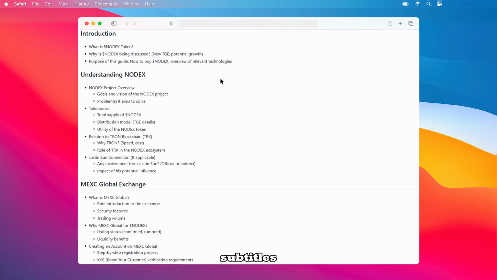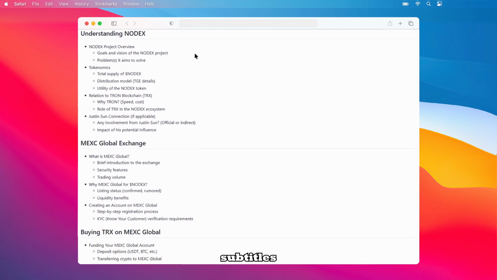It's important to understand its relation to the Tron blockchain, looking at why Tron was chosen, highlighting its speed and cost effectiveness, and the role of TRX in the NODEX ecosystem. We'll also discuss the potential involvement of Justin Sun, if any, and the impact of his influence.